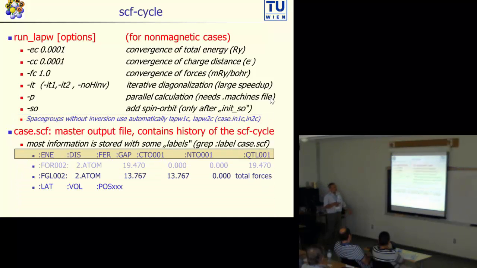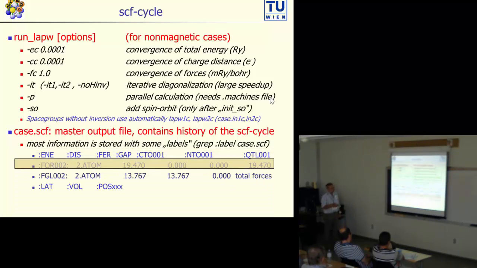And the master output of the SCF cycle is called case.scf and contains the history of all the cycles, and the important information is always stored with some labels. You can always grep after a label with a colon at the beginning and then the SCF file name. So you can grep for energy, for charge distance, for the Fermi energy, the gap, the charge inside the sphere number 1, and so on.